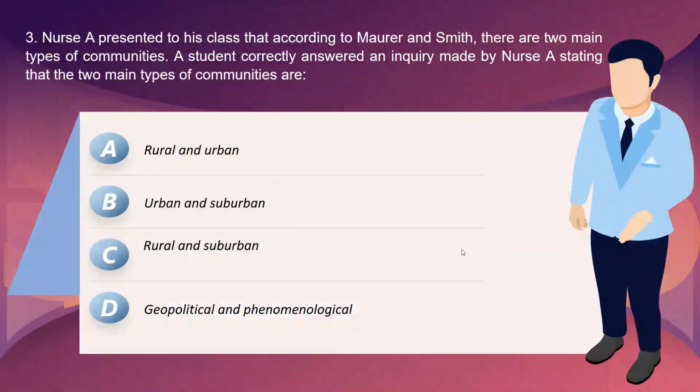Number three, Nurse A presented to his class that according to Maurer and Smith, there are two main types of communities. A student correctly answered an inquiry made by Nurse A stating that the two main types of communities are. So of course that is specific for Maurer and Smith. When you say rural and urban, these are the two most common locations of communities. We have urban and suburban. Suburban is basically a subset of the urban. So the best answer for number three is geopolitical and phenomenological community.